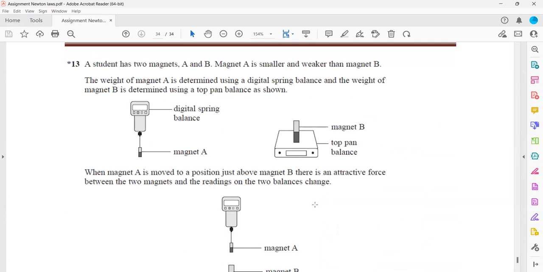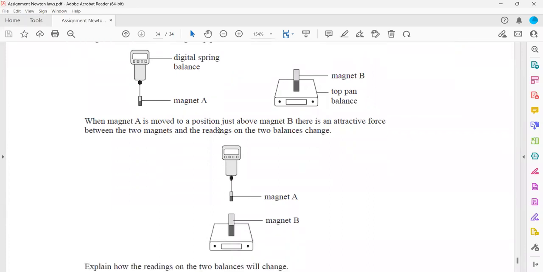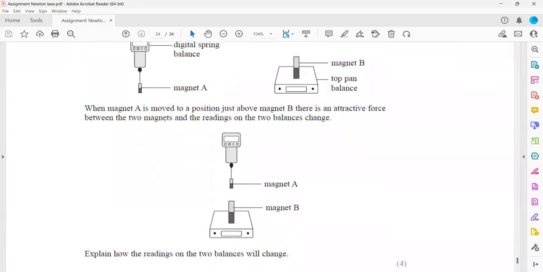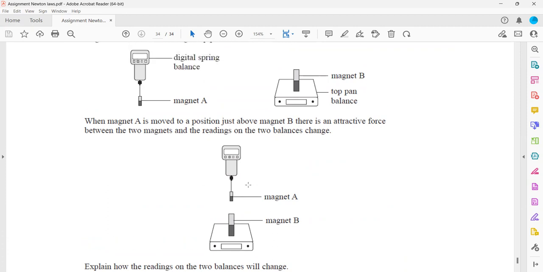A student has two magnets, A and B. Magnet A is smaller and weaker than magnet B. The weight of magnet A is determined by using a digital spring balance, and the weight of magnet B is determined by using a top pan balance. Magnet A is moved to a position above magnet B, and there is an attractive force because unlike poles are facing. And the readings on the two balances change.